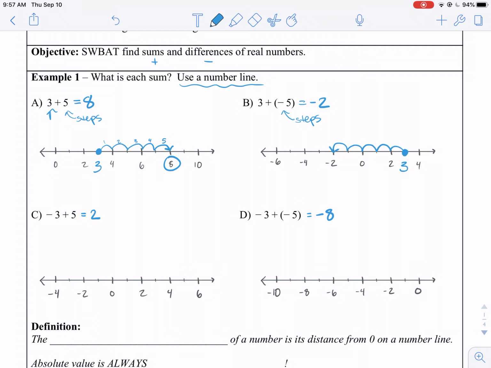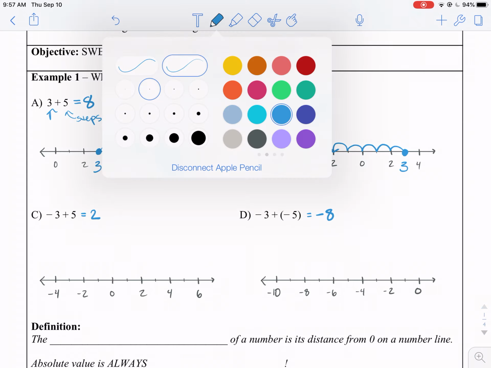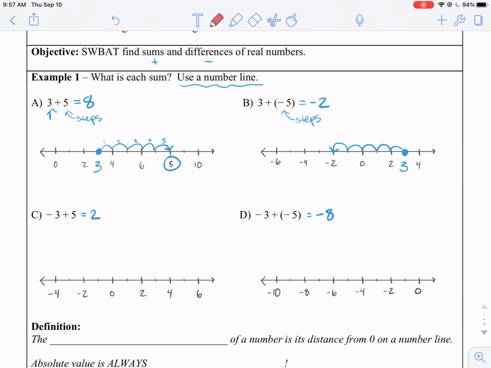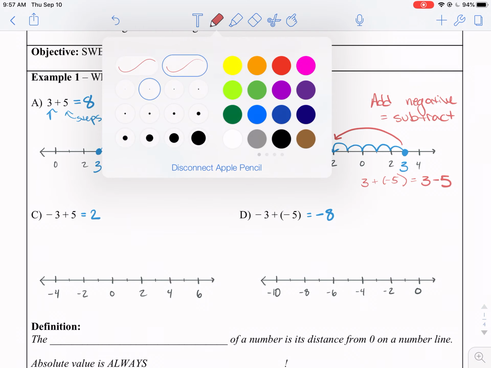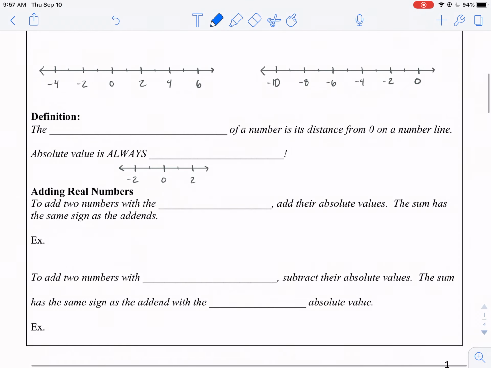So you'll notice that when we go backwards, we have this big idea right here, and our big idea of going backwards is that adding a negative number is the same thing as subtracting that number. So 3 plus negative 5 is the same thing as 3 minus 5. To explain why that makes sense, I'm going to introduce something to you called an absolute value.